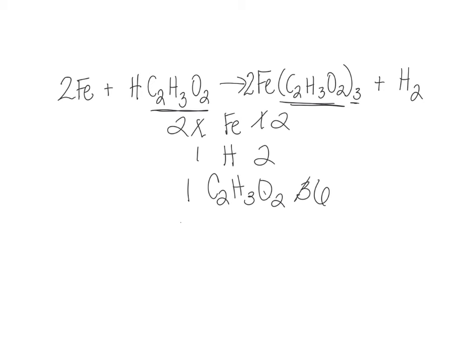However, my acetates are not even because I have 6 on the products and only 1 on the reactants. So I'm going to put a 6 in front of this. So now I have 6 acetates on both sides, but that also affects my hydrogens. So now I have 6 hydrogens on the reactants and only 2 on the products. So I am going to look here and I will say, okay, if I put a 3 in front of this, now 3 times 2 is going to give me 6, and the entire equation is balanced.